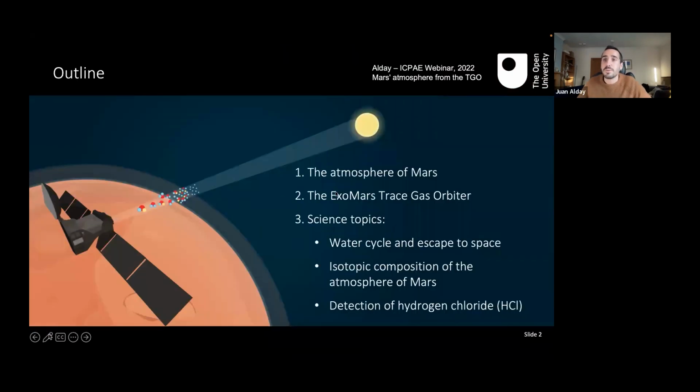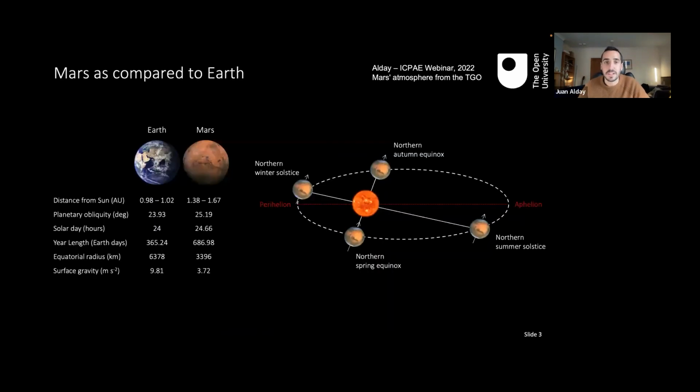First of all, I will be introducing and putting into context the atmosphere of Mars, and then I will be presenting the ExoMars Mission, and in particular the ExoMars Trace Gas Orbiter, and then I will go into the science topics that I've selected. There are the water cycle and the escape of water to space. Then I will talk about the isotopic composition of the Martian atmosphere as we measure it with the Trace Gas Orbiter, and then I will present what we know about the newly discovered hydrogen chloride molecule in the atmosphere of Mars. So let's get started.